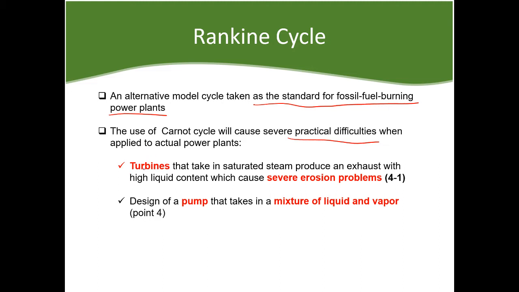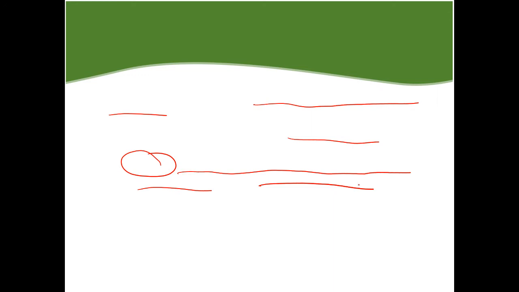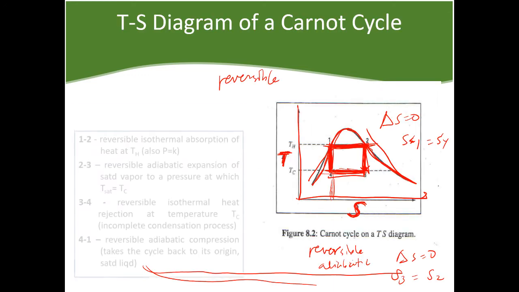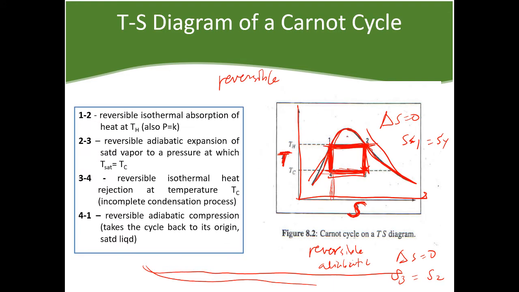Yung some reasons ay kasi yung turbines that take in saturated steam produce an exhaust with high liquid content, which cause severe erosion problems. Dito kasi sa diagram ni Carnot, this one is the boiler. Dito yung turbine. Itong cycle na to. Ito yung condenser. Ito yung pump. Okay? Kasi ito yung expansion. So, this is the turbine.